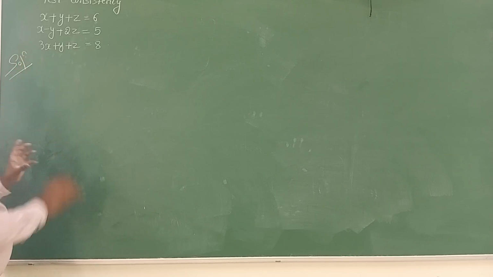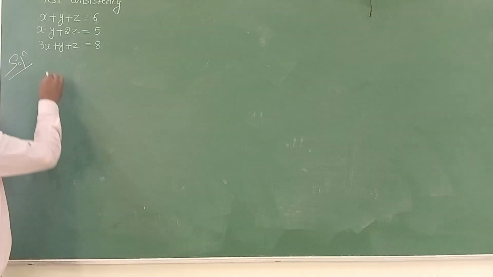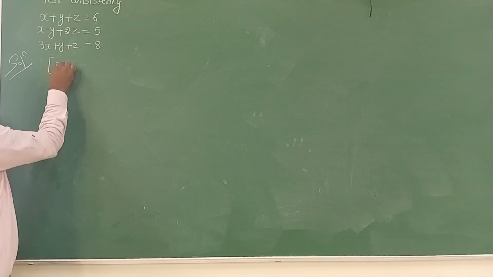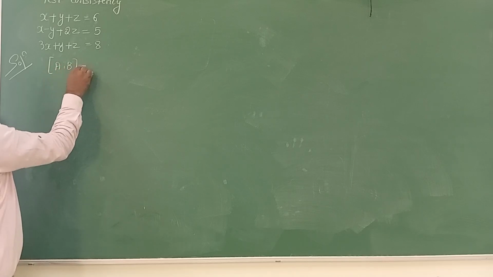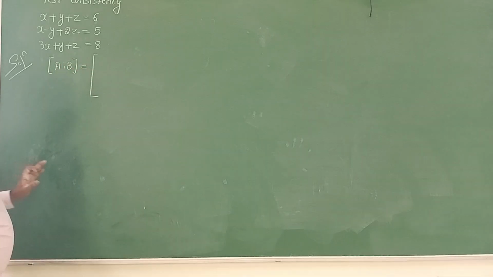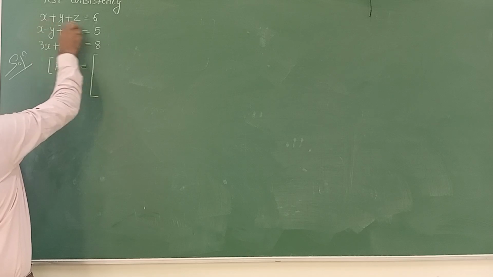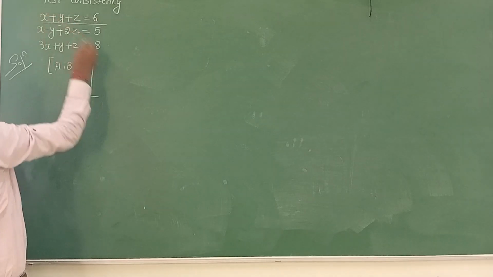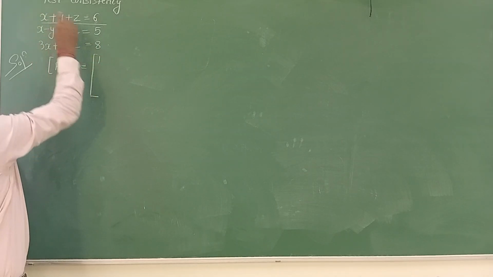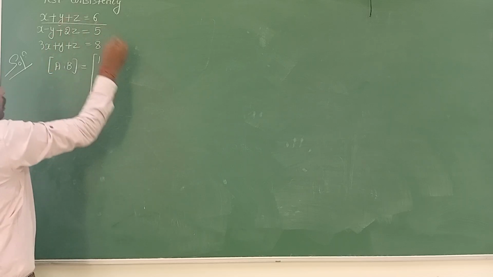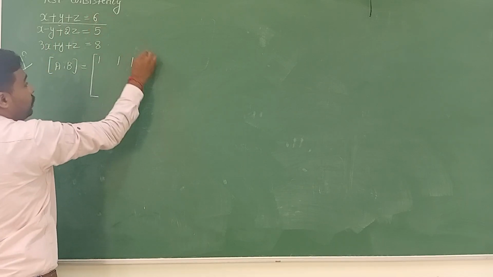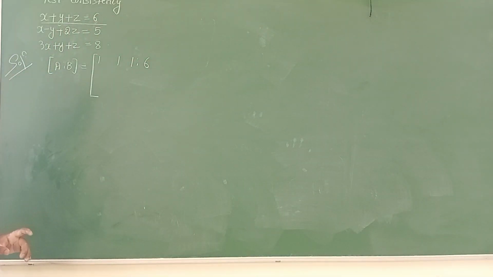Our first job is what? First step, we have to write the augmented matrix, that is [A|B]. Augmented matrix equal to. So write the coefficients of the first equation. What are the coefficients? X coefficient will be 1, y coefficient will be 1, z coefficient will be 1, and the corresponding value will be 6.